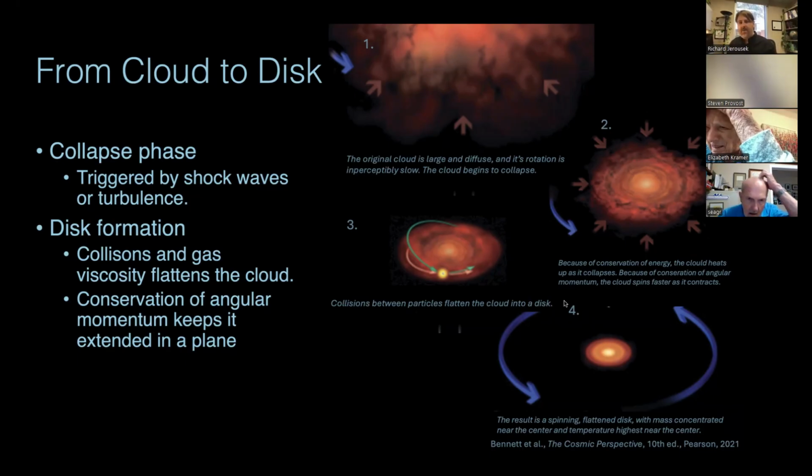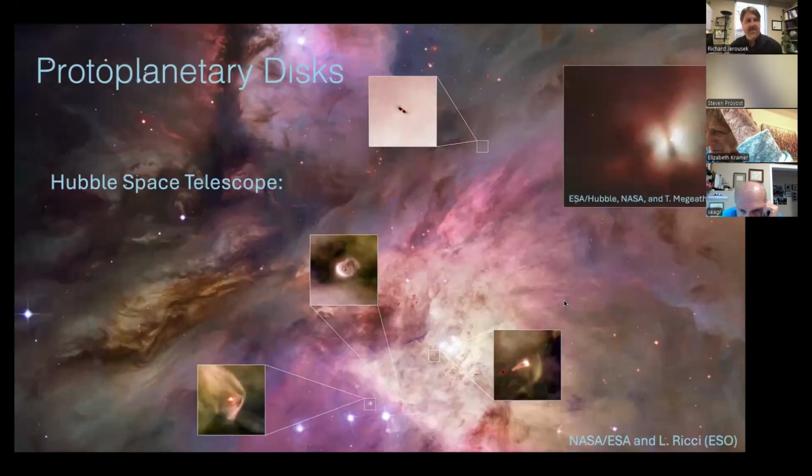And when we have collisions, they tend to circularize their orbits and keep them in a plane. So what you're left with is a roughly two-dimensional plane with some thickness, hottest in the center and coolest as you move further away, with the sun forming at the center of the disk.